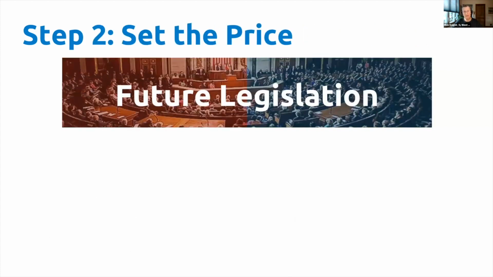Step 2 will be to set the price. In other words, how much does the importer of a product, say China, have to pay per ton of the emissions that occurred in the course of making the product? Or more specifically, in the language in the bill, the extraction, production, processing, manufacture, and assembly of the product.